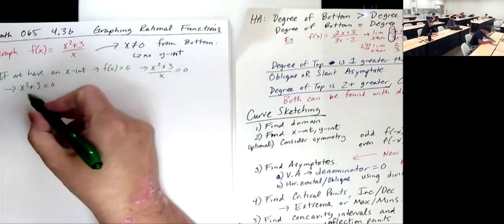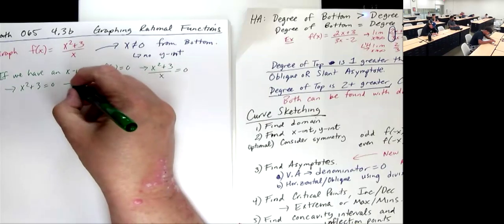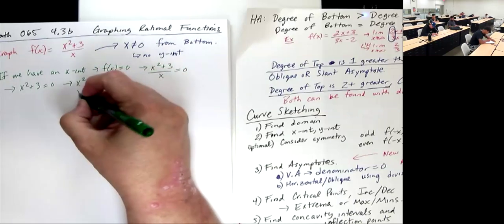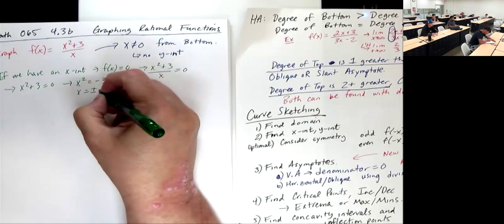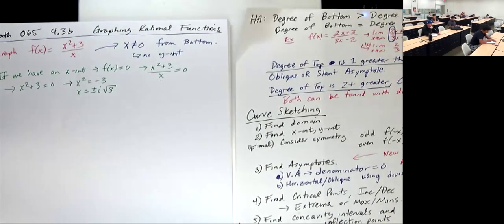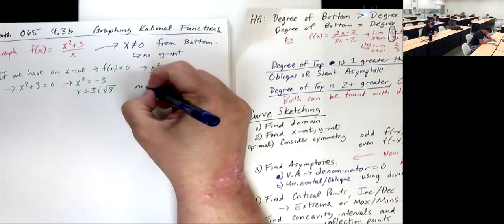If you look at it, we have two positive numbers. There's no way that adds to 0. But if you tried to solve it, you get x squared equals -3, and if you take the square root of that, you get plus or minus i root 3. We get some complex numbers. So no x-intercept either. That's fun.